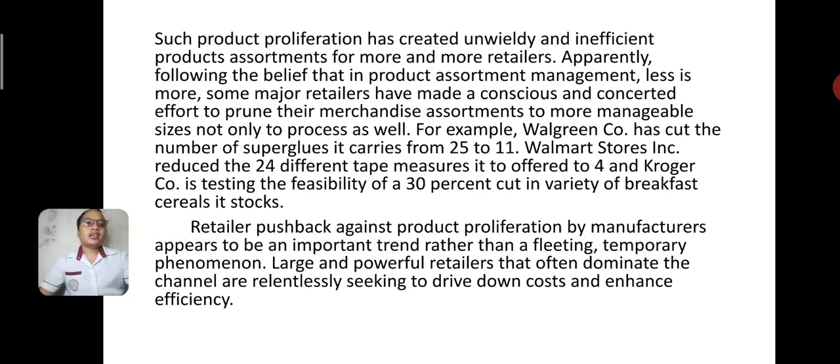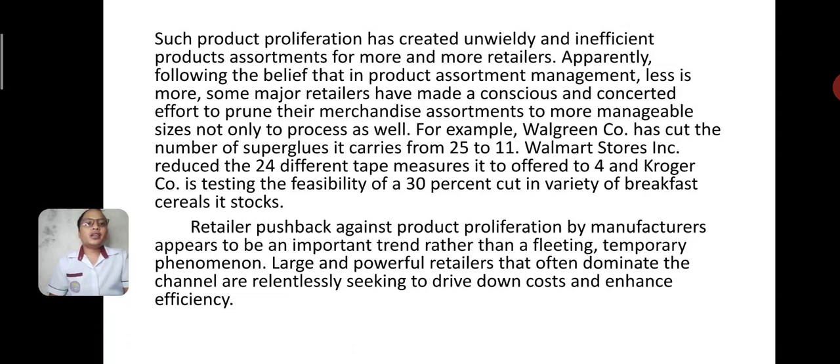Such product proliferation has created unwieldy and inefficient product assortments for more and more retailers. Apparently, following the belief that in product assortment management, less is more, some major retailers have made a conscious and concerted effort to prune their merchandise assortment to more manageable sizes. For example, Walgreens Corporation has cut the number of superglues it carries from 25 to 11. Walmart Stores Incorporated reduced the 24 different tape measures it offered to 4, and Kroger Company is testing the feasibility of a 30% cut in variety of breakfast cereals in stock.